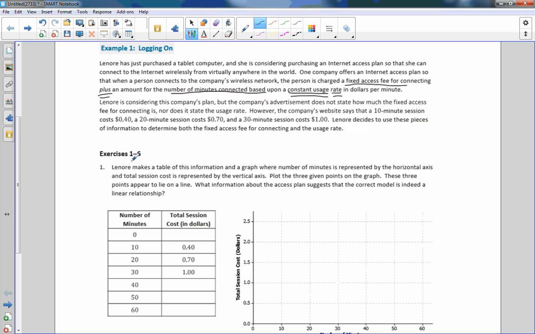Number 1 says Lenora makes a table of the information and a graph where number of minutes is represented by the horizontal axis, time, that's x, and the total session cost is represented by the vertical axis, y. Plot the 3 given points on the graph. These 3 points appear to lie on a line. What information about the access plan suggests that the correct model is indeed a linear relationship?